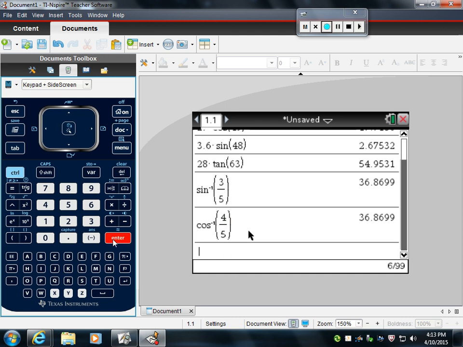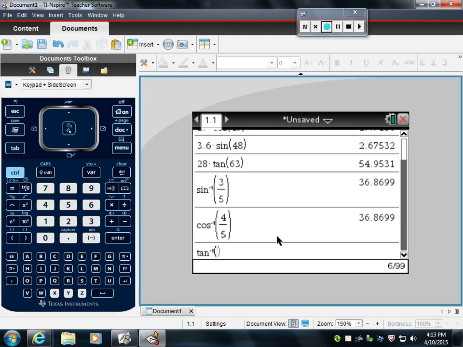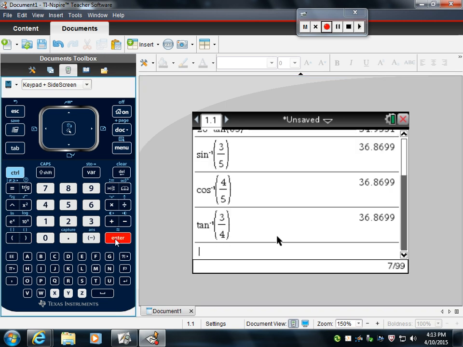If we did tangent, what was tangent? It's going to be 3 over 4, right? 3 over 4. And here again, same angle. All right, so it doesn't matter which trig ratio, we're still going to get that angle of about 37 degrees.